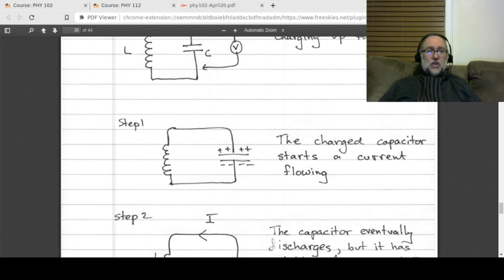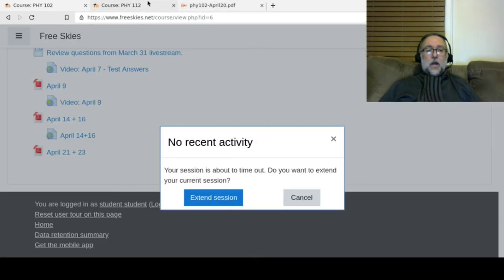As the capacitor discharges, a current starts to build up.